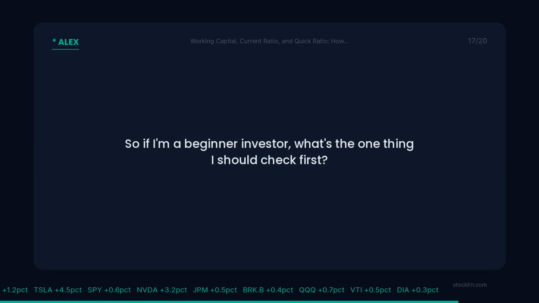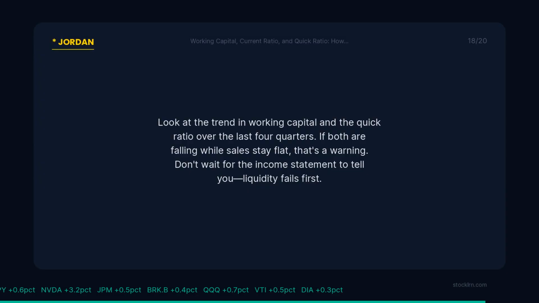So if I'm a beginner investor, what's the one thing I should check first? Look at the trend in working capital and the quick ratio over the last 4 quarters. If both are falling while sales stay flat, that's a warning. Don't wait for the income statement to tell you.